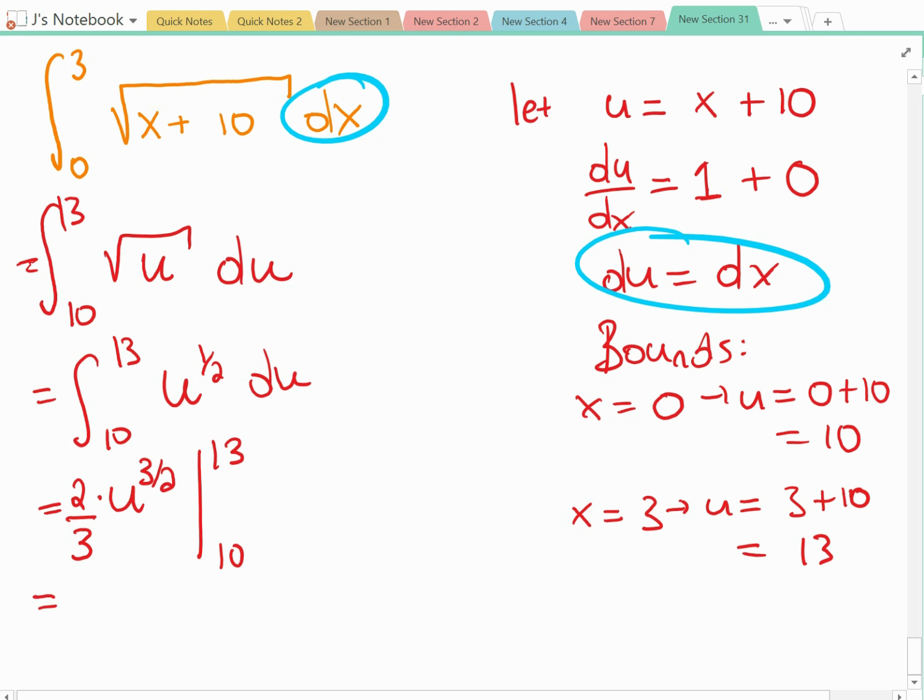Okay, questions to here? I just made up numbers. They're not very kind numbers. So your answer would be 2/3 of 13 to the 3 over 2 minus 10 to the 3 over 2, and you just leave it alone there. Don't do anything to it.